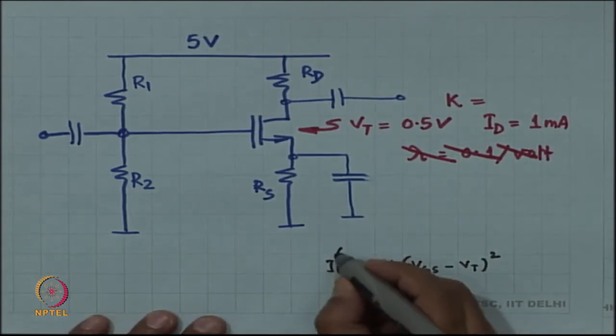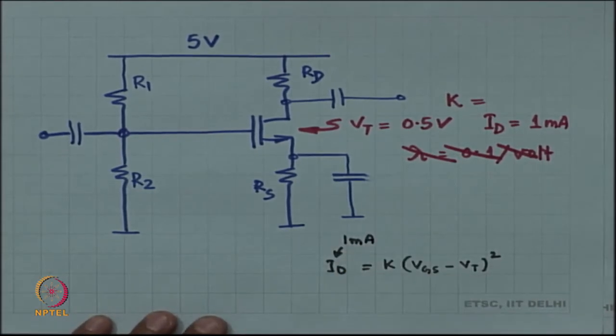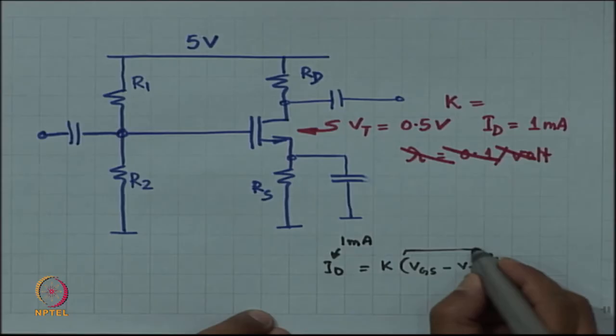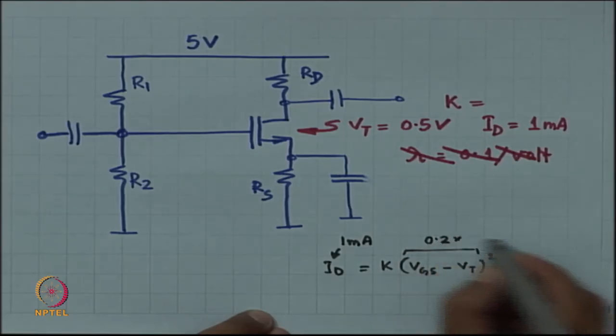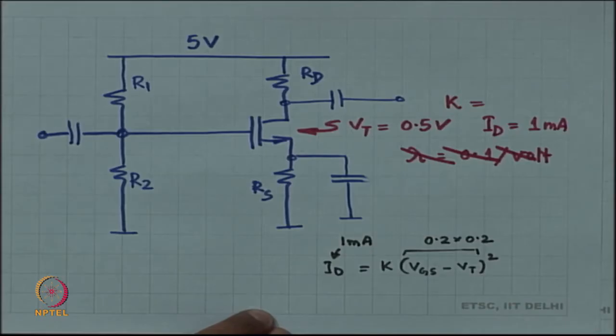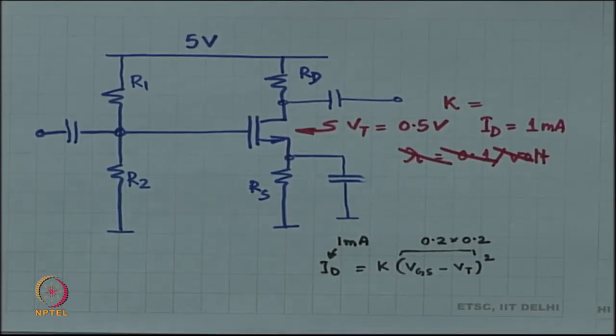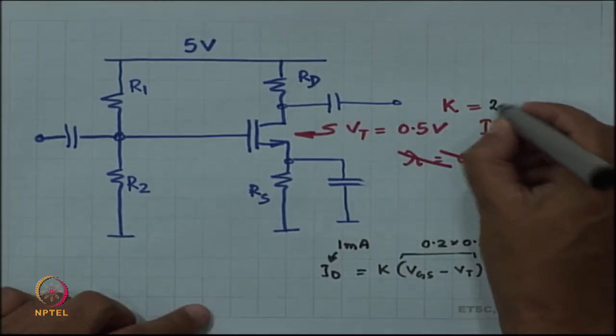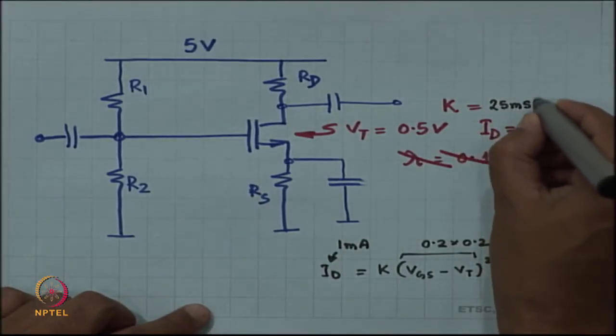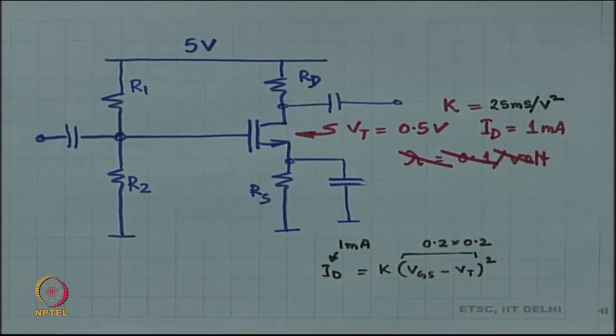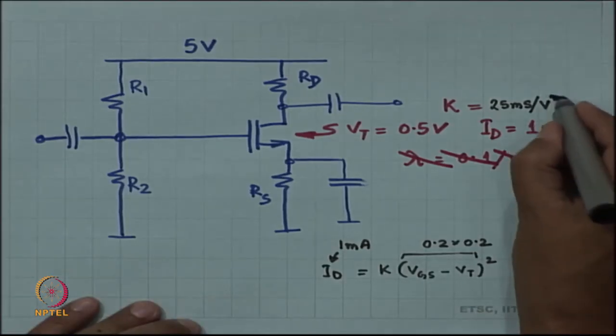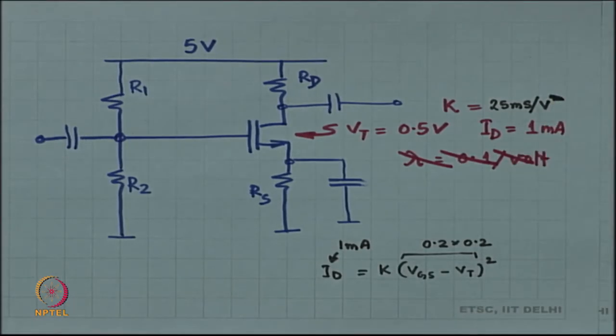If I want to keep ID to be 1 milliampere, and a very reasonable value of VGS minus VT is 0.2 volts, and there is a square. So, that is 0.2 into 0.2, that automatically means that my K should be 1 milliampere divided by 0.04. So, K should be 25 millisiemens per volt squared. Millisiemens per volt, I am sorry.